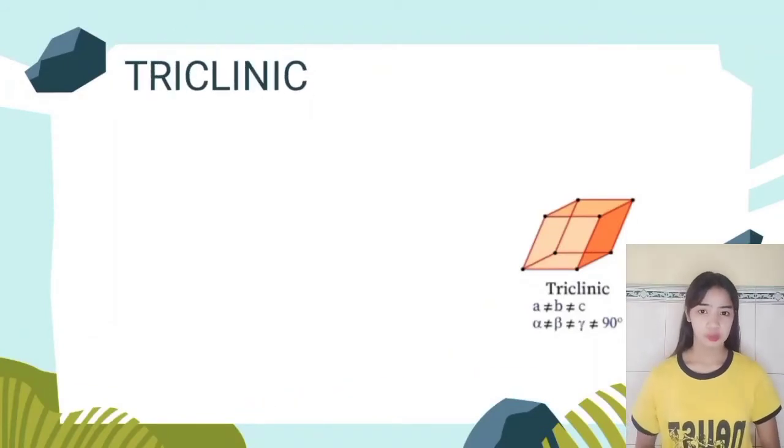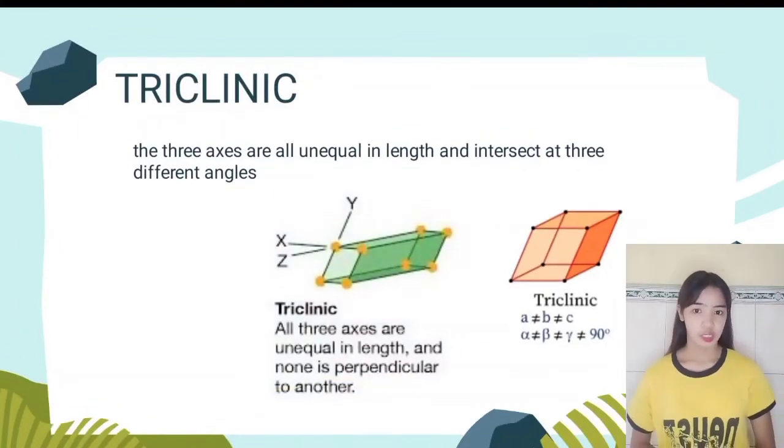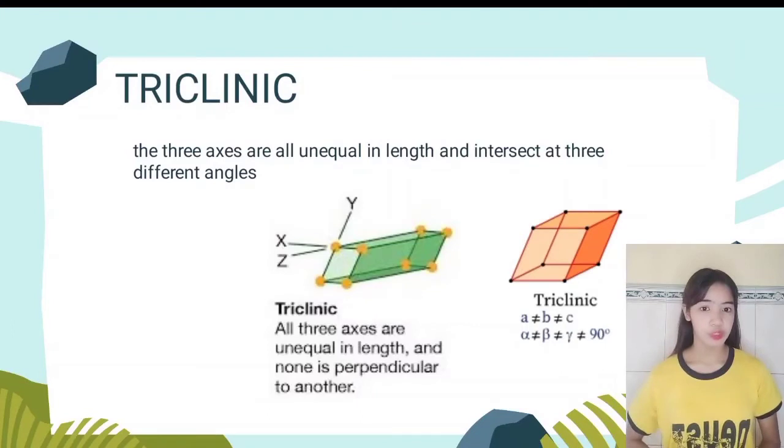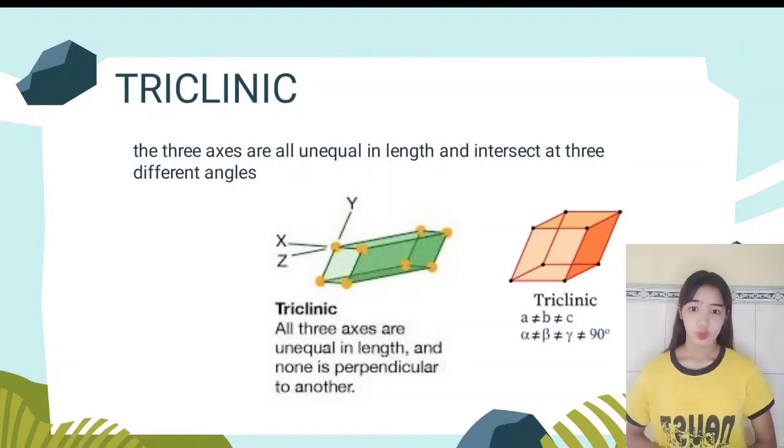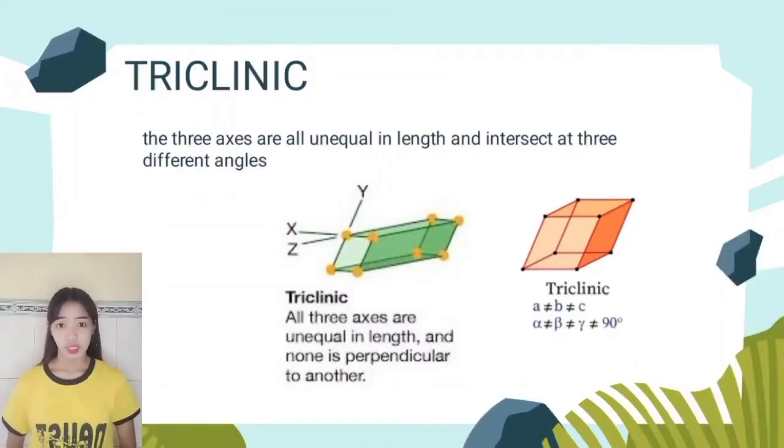Triclinic system. The 3 axes are all unequal in length and intersect at 3 different angles. Triclinic crystals have a 1-fold symmetry axis with virtually no discernible symmetry and no mirror planes or prismatic planes. As you can see, these are examples of crystal systems.